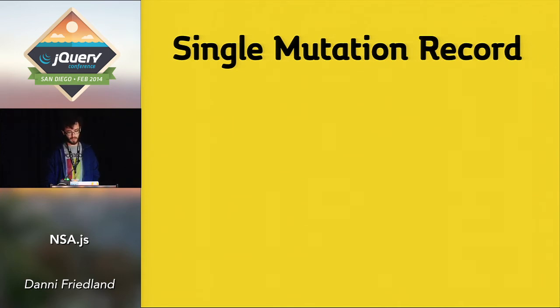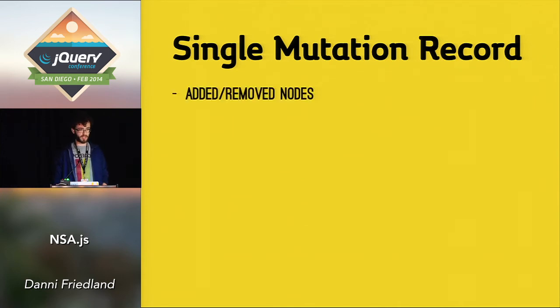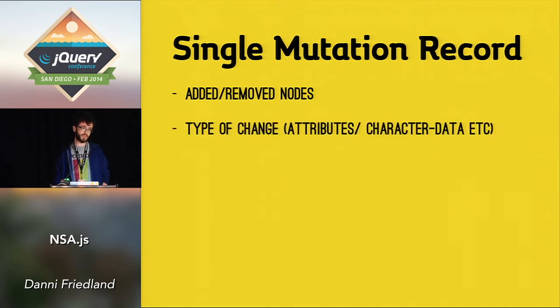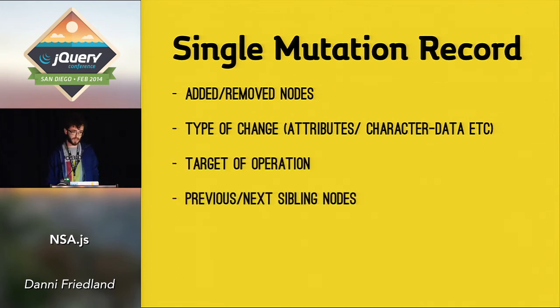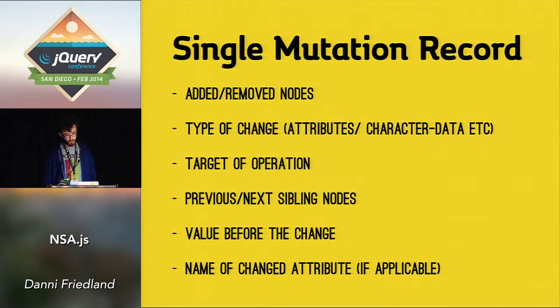Cool, so a single mutation record basically gives us added and removed nodes. We have the type of the change, attribute, character data, etc. We get the target of the operation. We get the previous and next sibling nodes. And we get the value before the change. And we have the value and the name of the changed attribute. So basically, all the information needed to try and serialize the change to the server side.